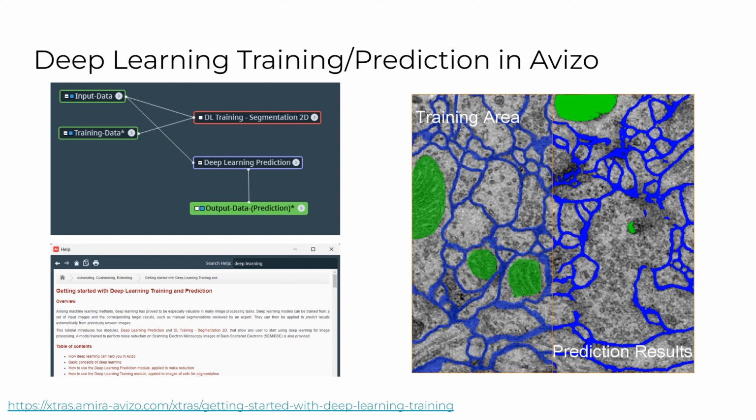If you're interested in trying it out, it's called DL training and deep learning prediction. So obviously DL training is the training part. So you give it your training data, as you see here on the right. And then you specify the parameters for training. There's a nice tutorial in the user guide in Avizo. So if you just search for deep learning, you will find this. It's a step-by-step, so you can follow that. And once you're done with the training, you use the deep learning prediction module to load the model you trained and then use it for prediction, okay?